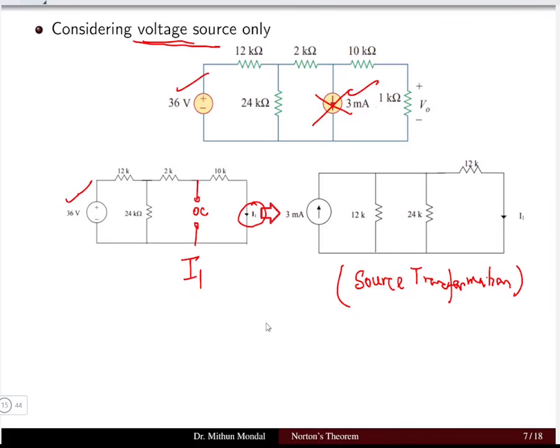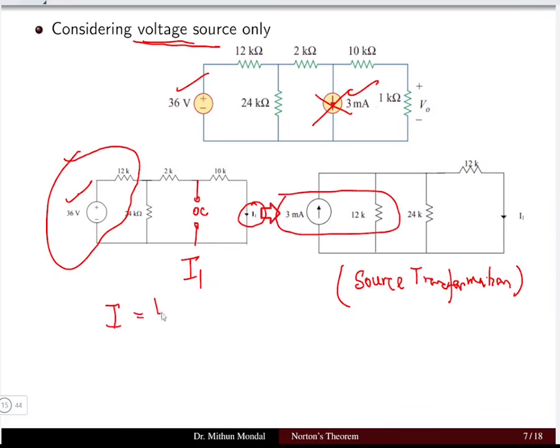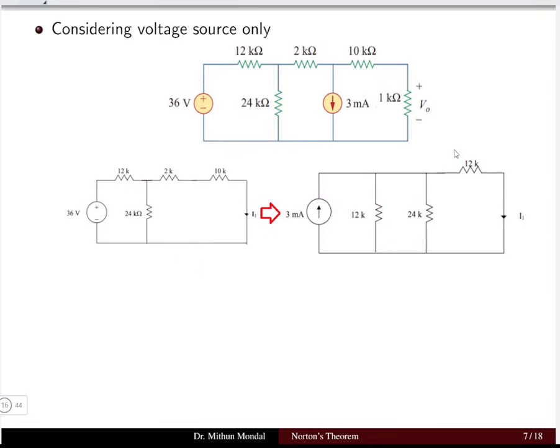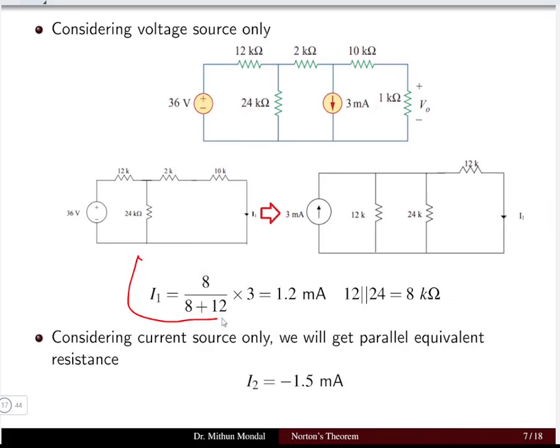So if we apply source transformation, we see that the 36 volt source and 12 kilo ohm resistor can be replaced with a current source in parallel with a resistance, where the current source is basically voltage by resistance. So we have 36 volt divided by 12 kilo ohms, which gives us 3 milliampere as the current, and the resistance is 12 kilo ohm, which is in parallel. Now it is very easy because we have series parallel combinations: these two resistors are in parallel, and that is in series with the 12 kilo ohm resistor.